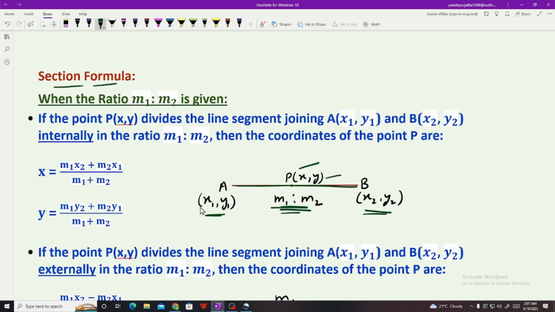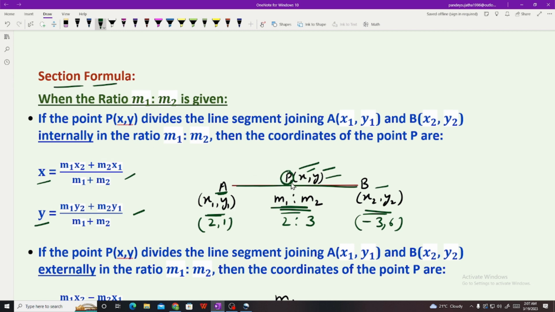So here we are going to take an example where the coordinates of point A are given, that is 2, 1, and the coordinates of point B are also given, that is -3, 6, and the ratio is given here as 2 is to 3. We need to find the coordinates of this point P, that is the x coordinate and y coordinate. So we are going to use the section formula to find the x and y coordinate of this point P.